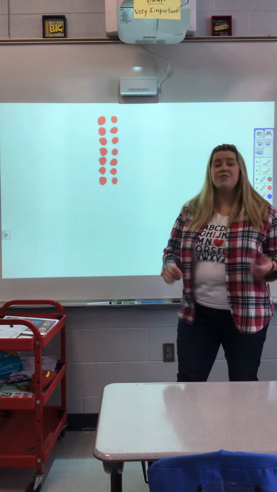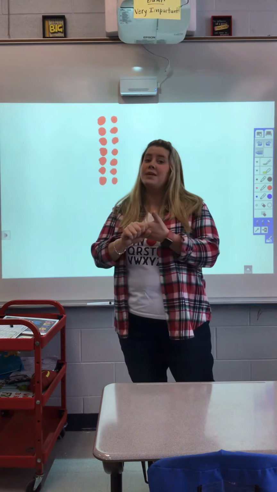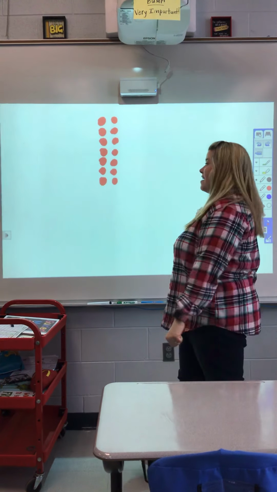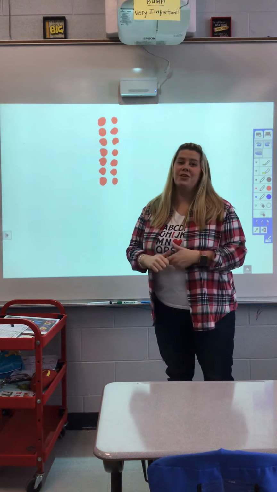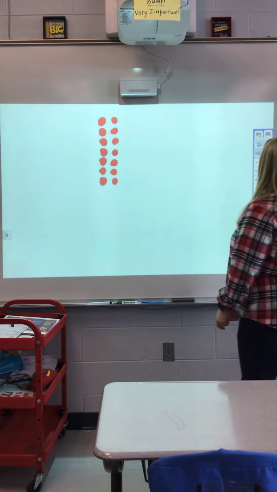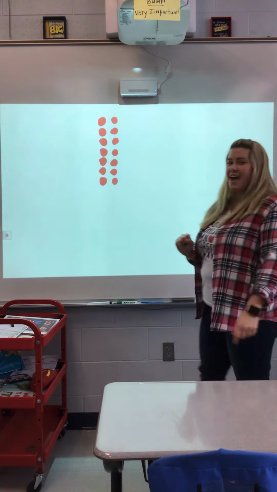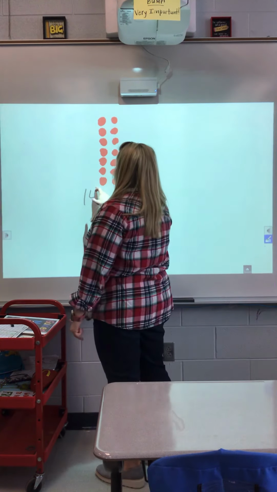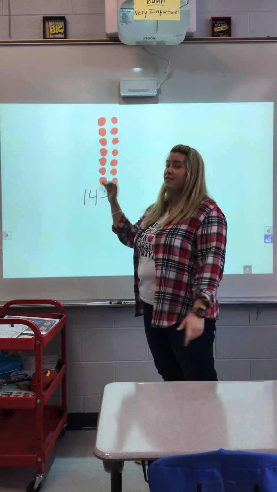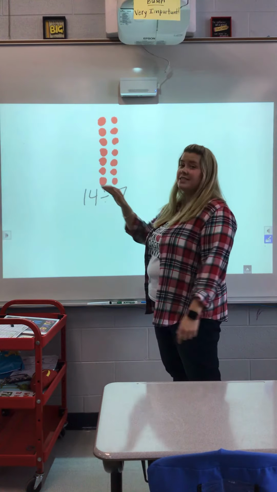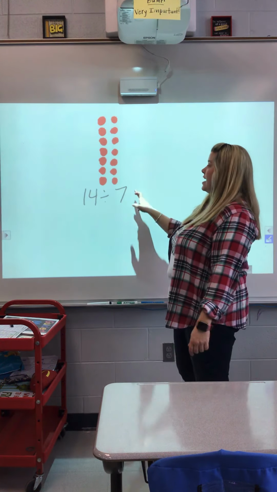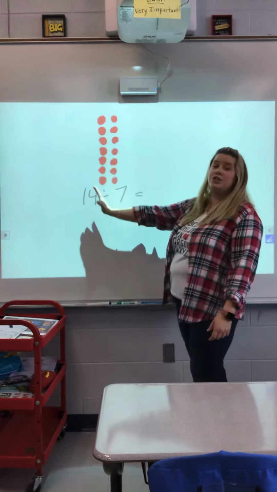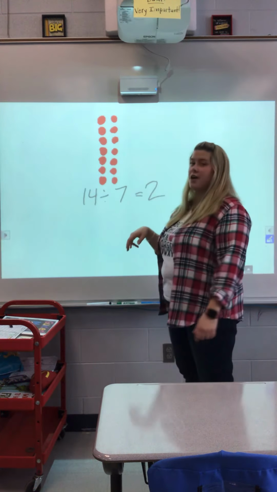There's your array. Give me the division sentence and the multiplication fact that match that array. Pause the video, come back when you've got it. Okay, division sentence, what did you have? Hopefully you had 14, because that's how many counters I have. Divided by 7, because that's how many rows I have. Equals 2, because that's how many are in each row.